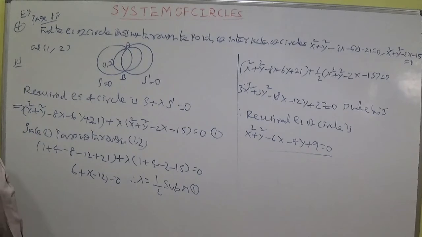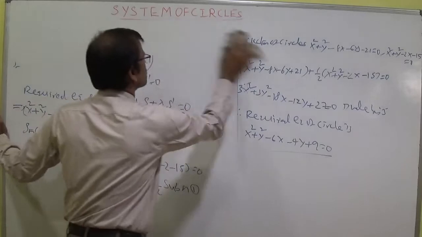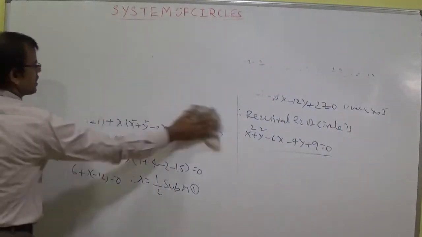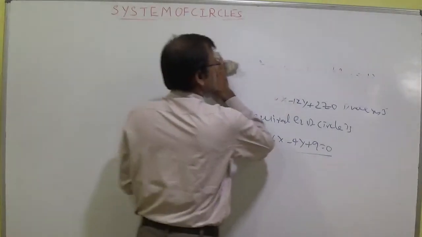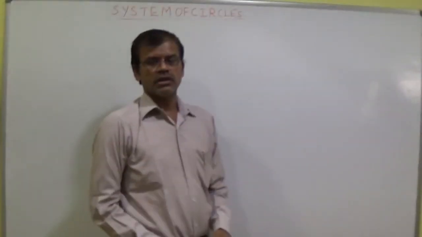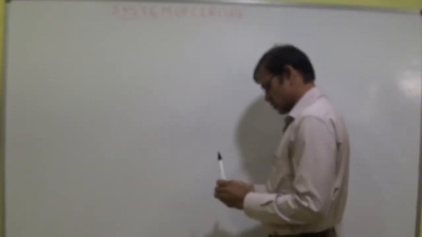We have completed system of circles examples. Now let us discuss exercise 2a. Model wise, I will say, students, exercise 2a. Let us discuss 2 marks sums, later 4 marks like that.